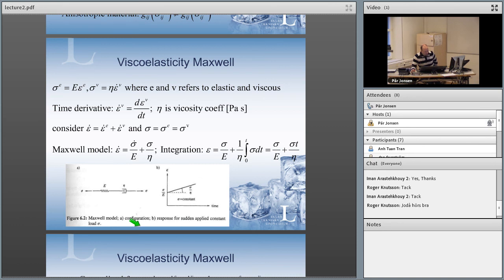The model looks like this, and to find the real response on the strains, you need to do an integration of the system. And if you do that, you integrate this rate part. And you can write it like this: sigma divided by the Young's modulus of the system plus sigma times the time divided by eta.